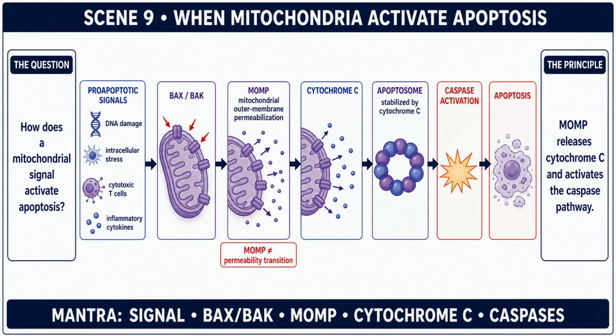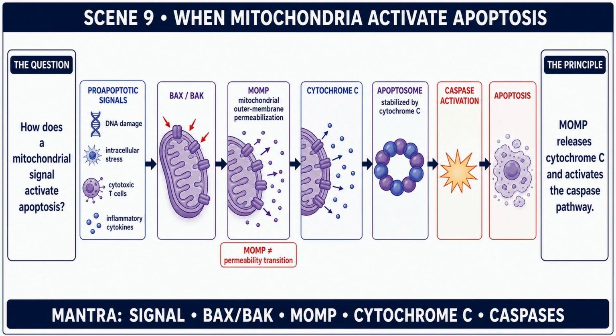When the net signal is pro-apoptotic, proteins including Bax and Bak form complexes that produce mitochondrial outer membrane permeabilization, or MOMP. MOMP releases cytochrome c and other proteins into the cytoplasm. Cytochrome c helps stabilize a multi-protein complex called the apoptosome. The apoptosome then promotes caspase activation, initiating the programmed cell death cascade.